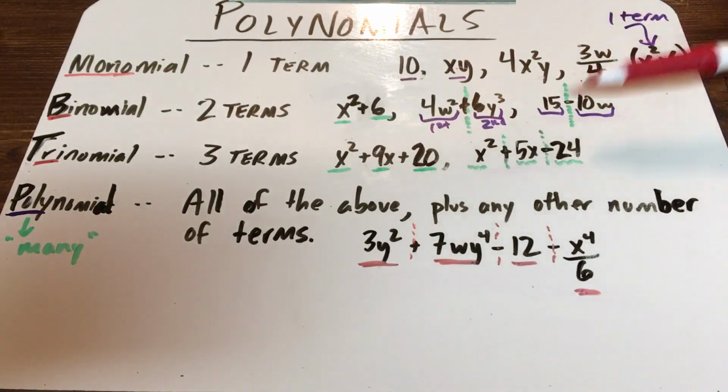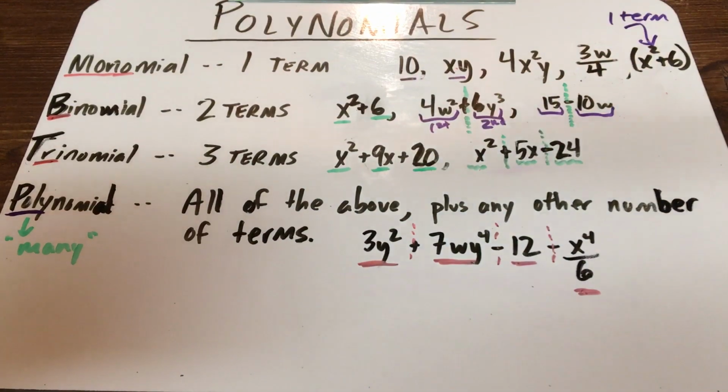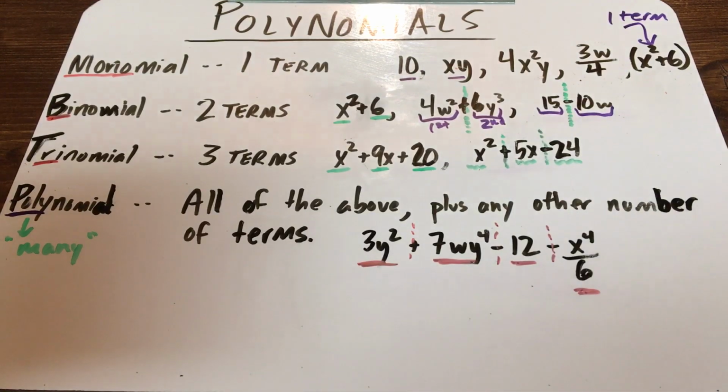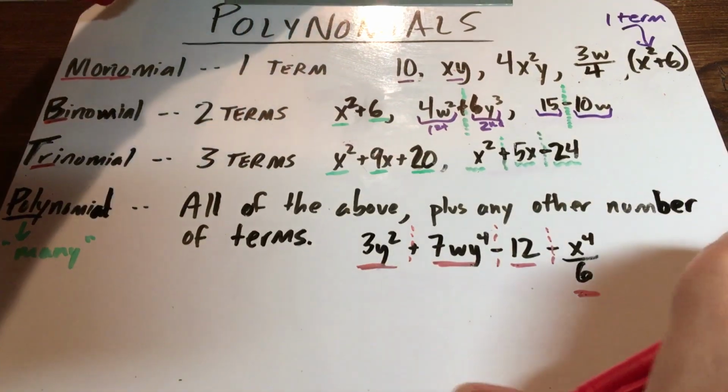And actually, all of the things up here are also types of polynomials. So polynomial is a really broad term that can be used to describe almost anything you write in a math class. But those are the 4 different classifications if you're ever asked to classify your polynomial.